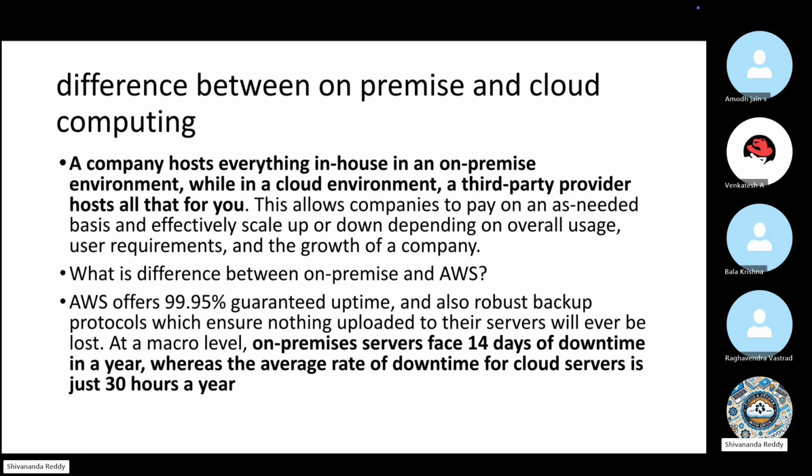What is the use of that command? It will show when the server was started. So this shows us when the server started. Nothing but AWS will give a guarantee of 99.95% uptime.